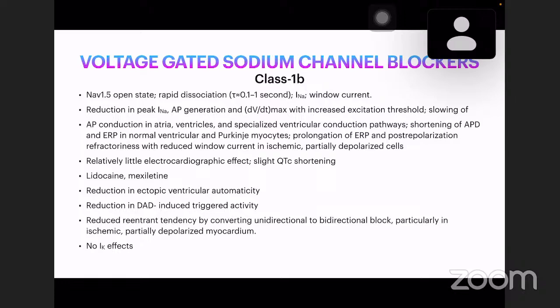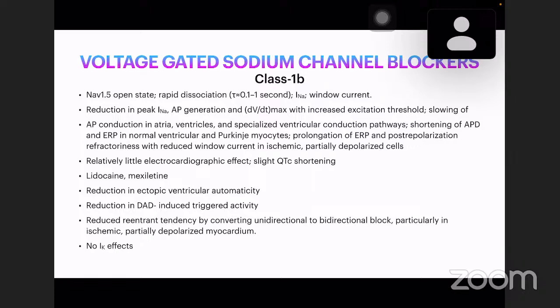This can be seen in normal ventricular cells and Purkinje myocytes also. This prolongation of ERP and post-repolarization refractoriness will also occur in partially depolarized cells. The main drugs in this class are lidocaine and mexiletine. These are the two drugs, and there will be QT shortening because of them. The main uses are reduction in ectopic ventricular automaticity and reduction in delayed afterdepolarization induced trigger activity.